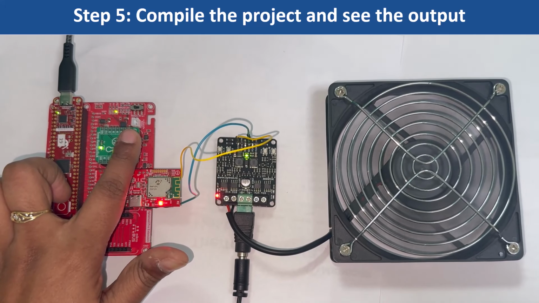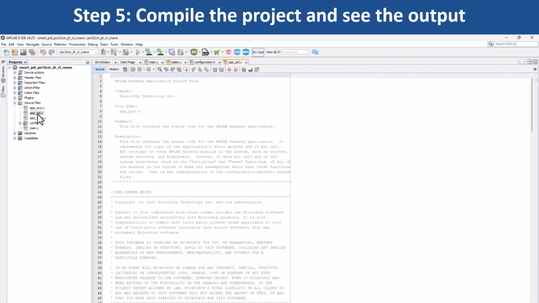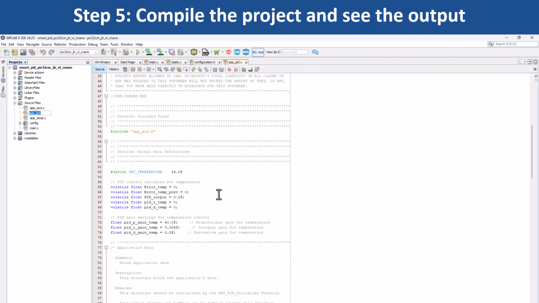If your room has a different baseline temperature, you can adjust the set point. Open the app_pid.c file and update the set temperature macro, and that's it. The demo is now fully operational.